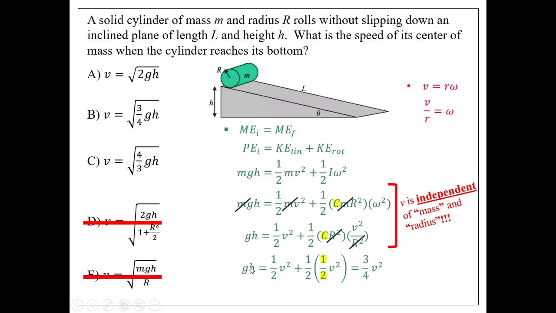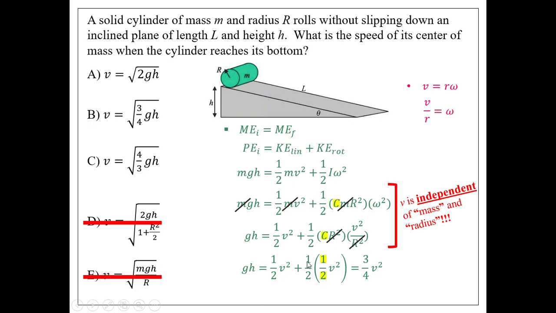So here, gh on the left gets carried down, 1/2 v squared gets carried down. c, for a solid cylinder rotating about its axis of rotation through the center, is just 1/2 mr squared. So that's where the 1/2 comes from. These are coefficients that you can find online. Anyways, all this right here is just 1/2 c v squared, but c being 1/2.